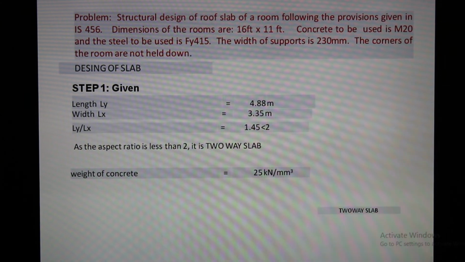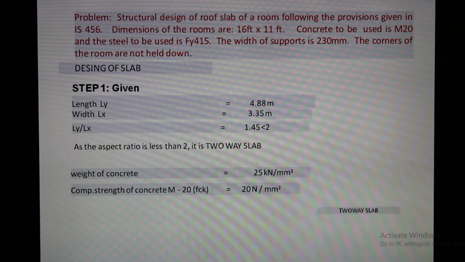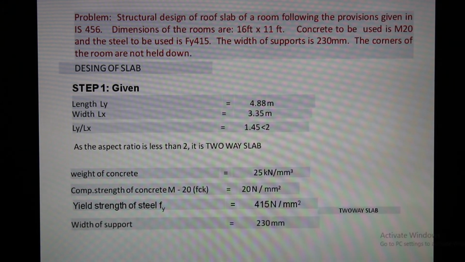Then what are the other things given? Weight of concrete 25 kN per m cubed. Compressive strength of concrete M20, that is 20 N per mm square. Yield strength of steel 415 N per mm square. These are the things given. Now we have to go to the next step. Width of support is also given as 230 mm.